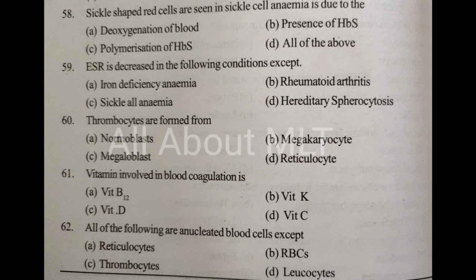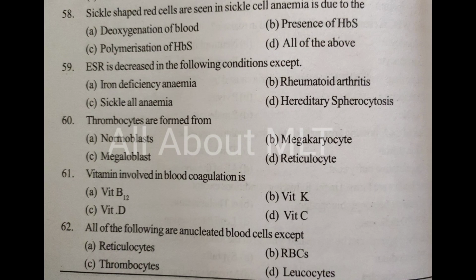Sickle-shaped red cells are seen in sickle cell anemia due to: option A, deoxygenation of blood; option B, presence of HBS; option C, polymerization of HBS; option D, all of the above. And the answer is option D, all of the above.